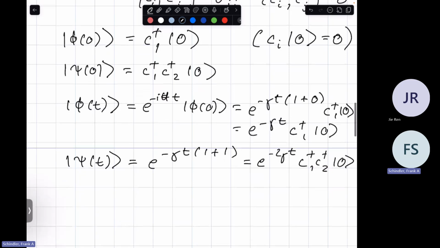So the problem with that is now if I calculate something like an expectation value, for example, I could calculate the expectation value of particle number 1.